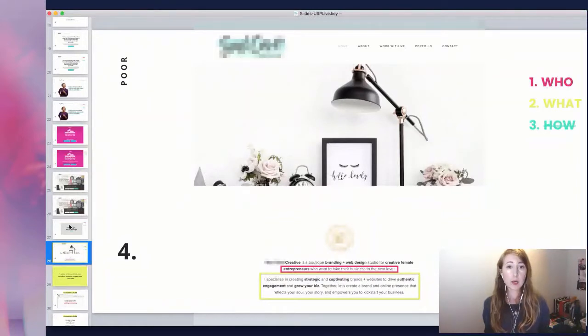Also, big thing to point out here, when you land on the site, immediately you just see a big stock photo and the logo in the navigation, and that's it. You have to scroll down until you even see the USP. So you want to make sure that you place that right up front and center so that within 5 seconds of landing on your site, someone understands who you serve, what you do, and how you help them.